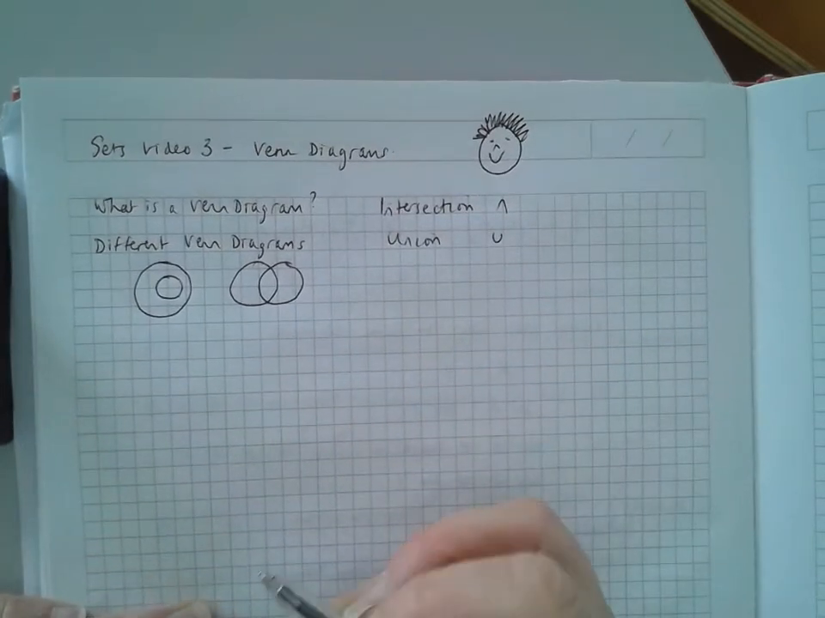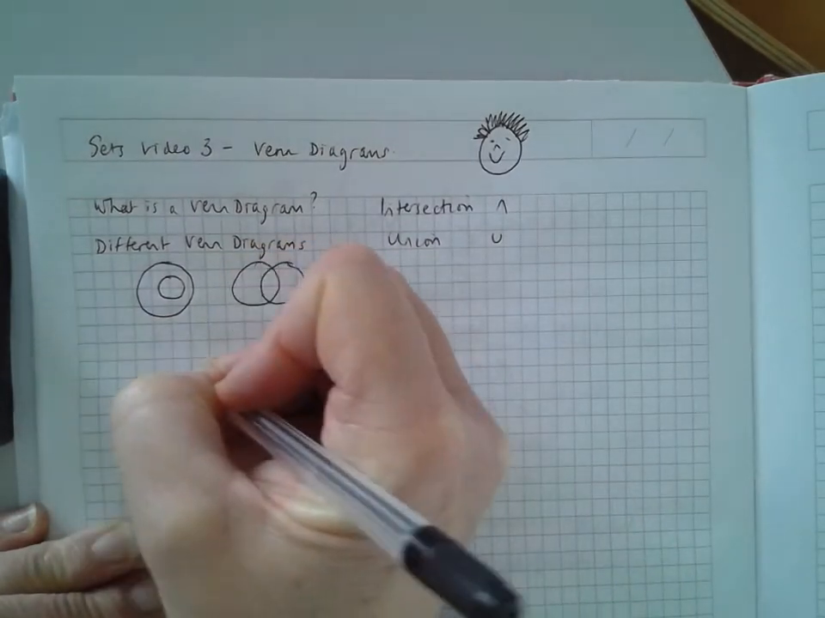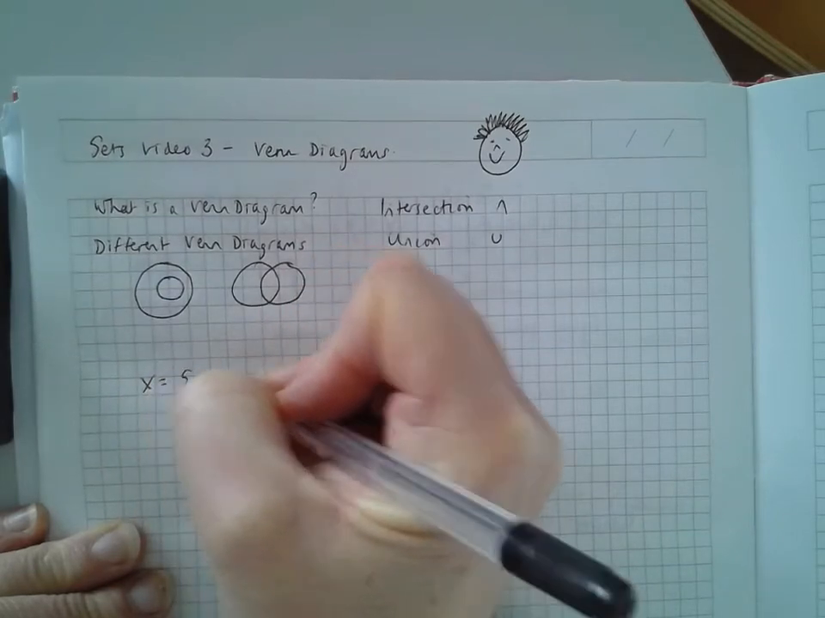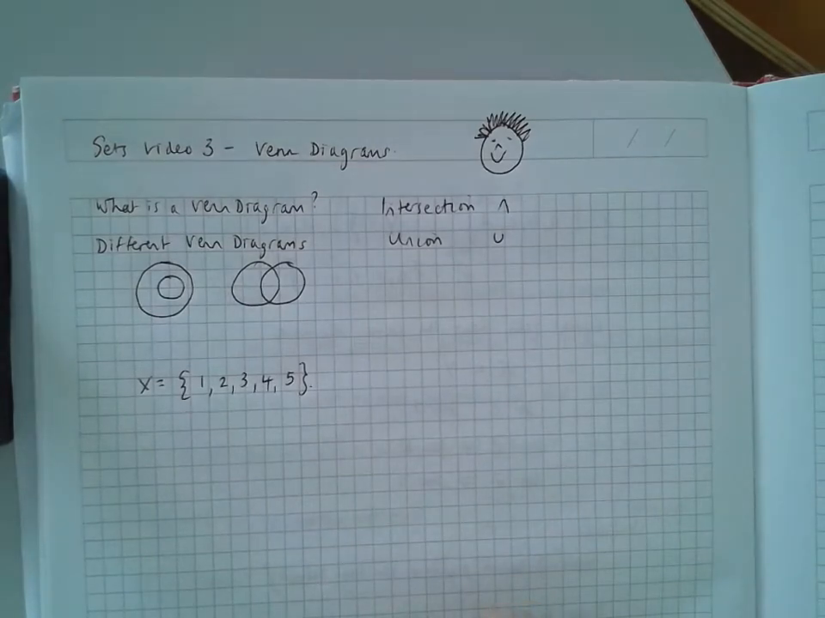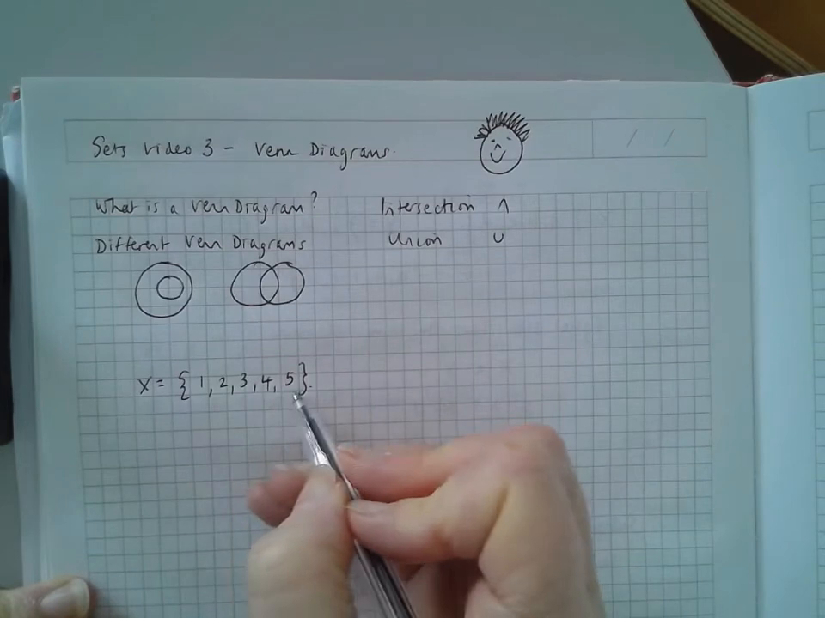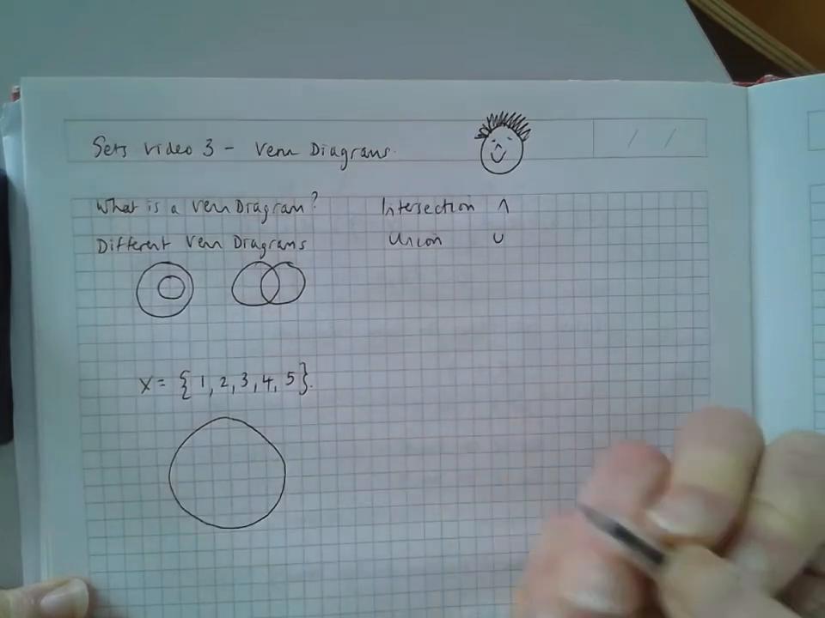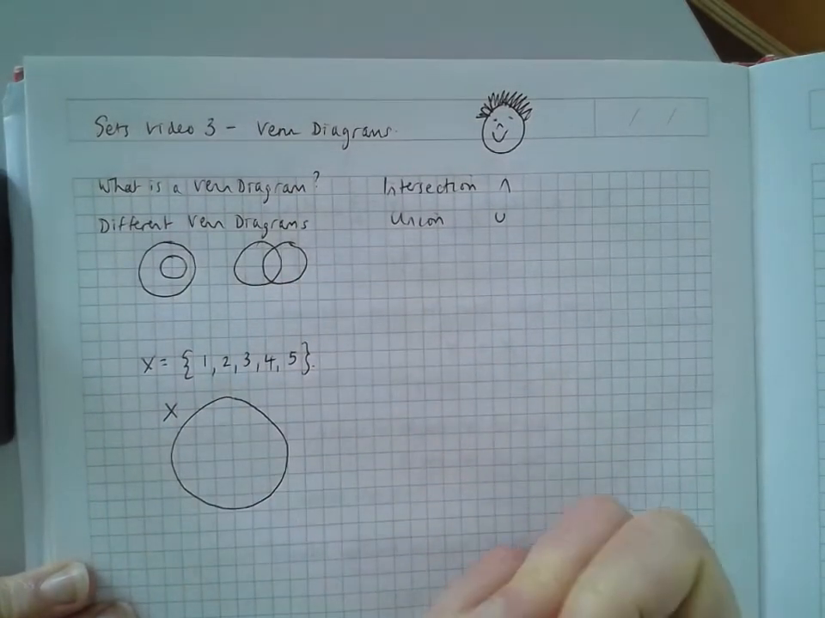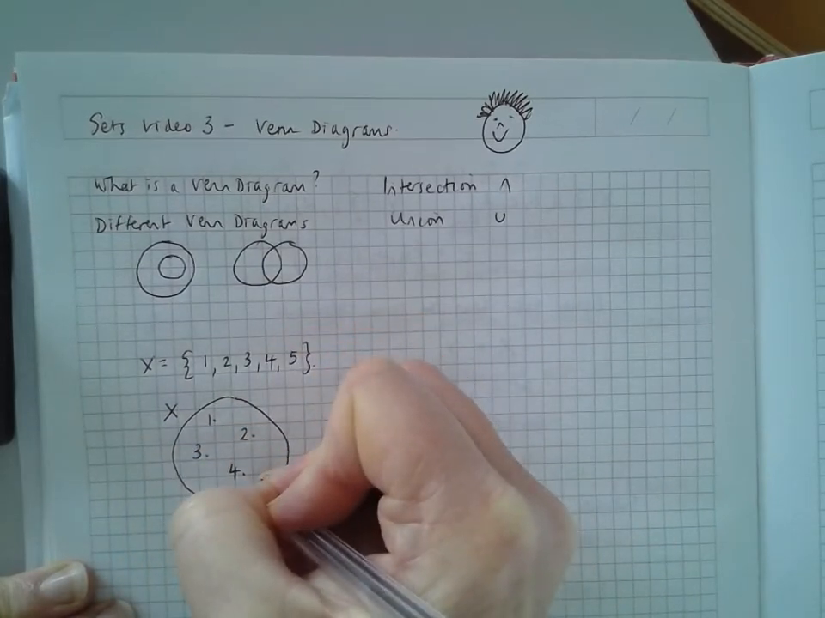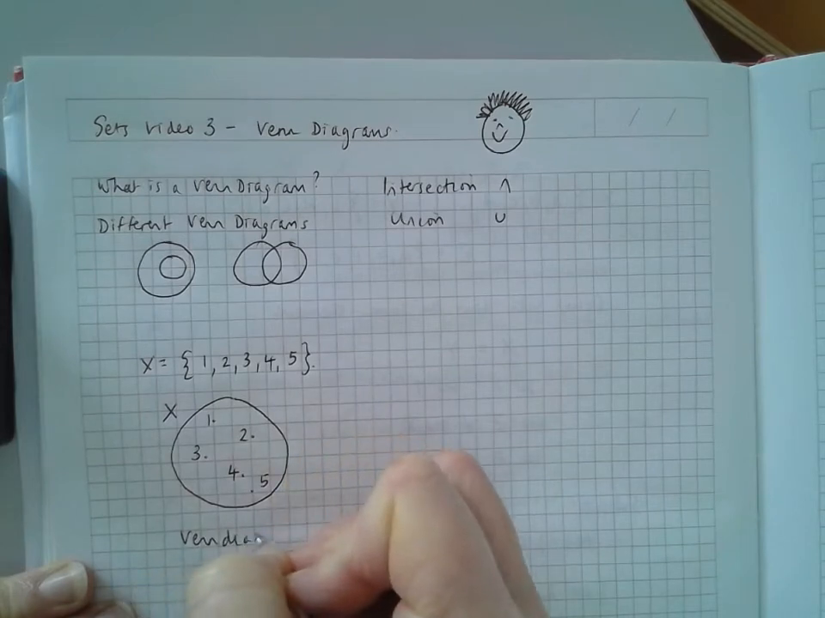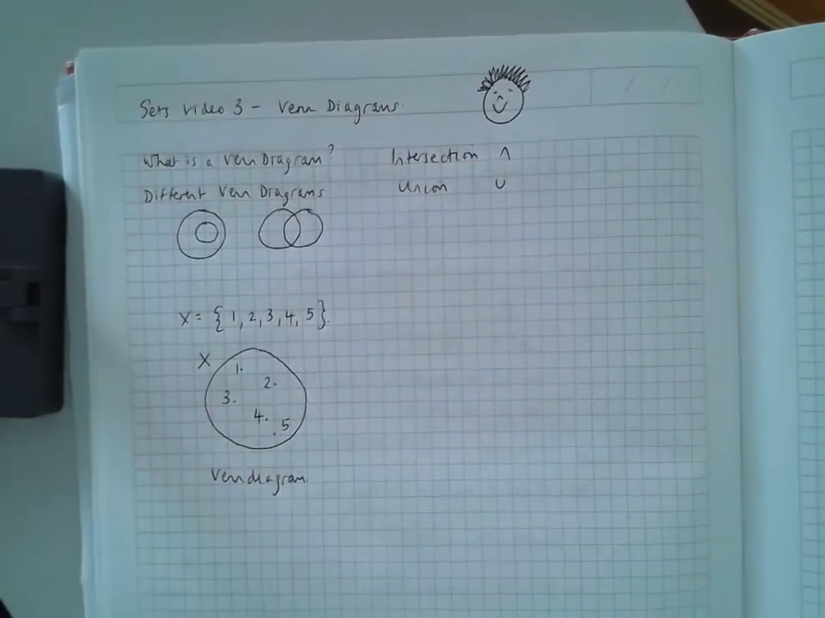So let's just talk briefly about what a Venn diagram is. So far we've been looking at sets. For example, we might have set X, which is the numbers from 1 to 5. A very straightforward set. If we wanted to draw a diagram to represent set X, which has 5 elements, 1, 2, 3, 4, and 5, we would draw what they call a closed curve, but it's basically just a circle. We'd call it X, and we put our numbers from that set into our circle. That is called a Venn diagram. Now that's a very basic Venn diagram, but it's still a Venn diagram.